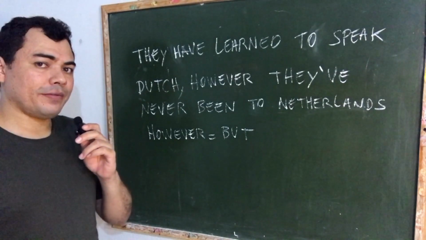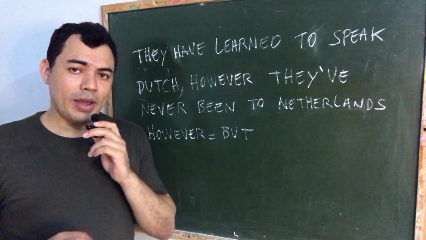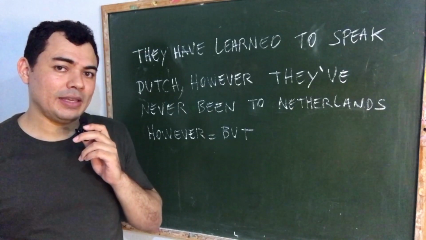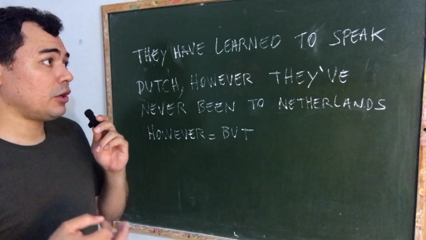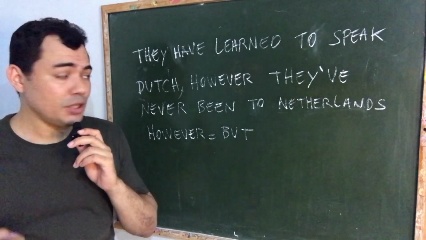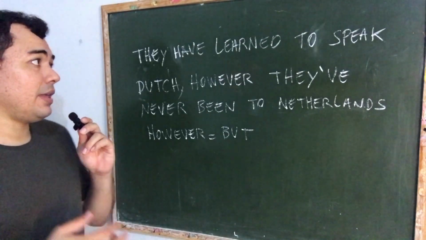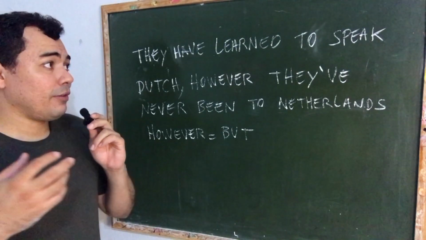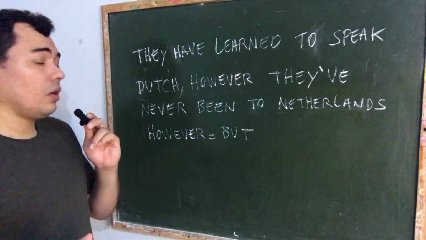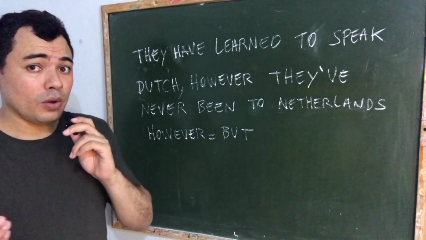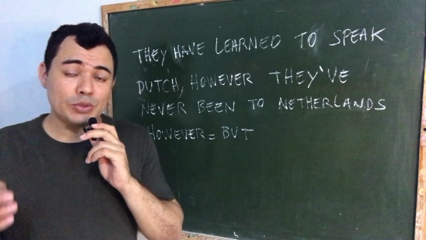So, folks, here we have another linking word. However. However means but, let's say it's more formal. As an example, we can say they have learned to speak Dutch. However, they've never been to the Netherlands. Or I can also say they have learned to speak Dutch, but they've never been to the Netherlands. Or I can even say even though they have learned to speak Dutch, they've never been to the Netherlands.